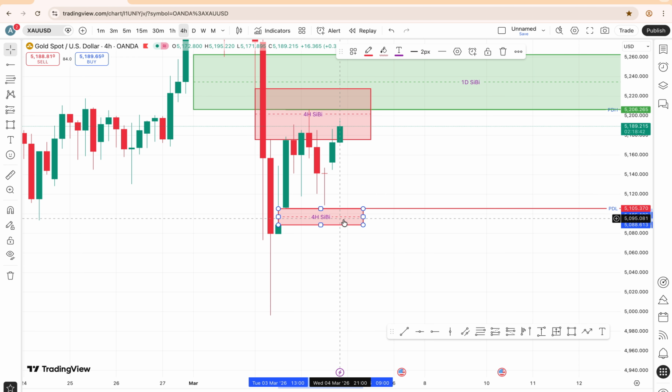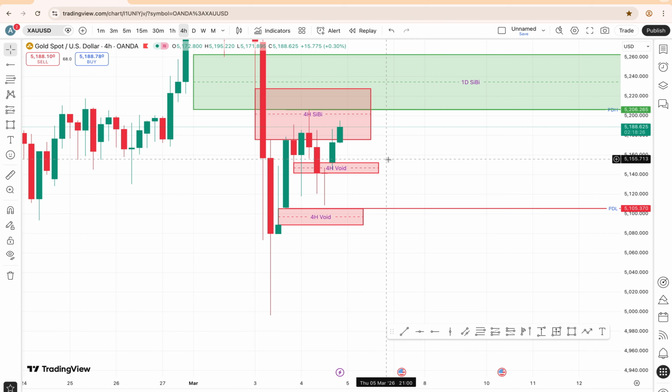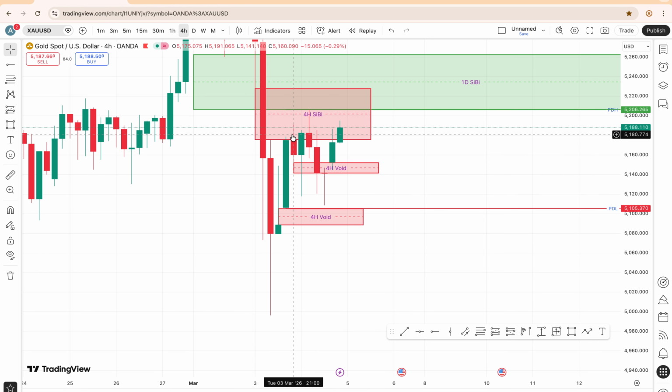This is from yesterday. And we also have a 4-hour void which formed at the start of today, which we mark here. So we don't see many fair value gaps which are formed when the market actually displaces. All of yesterday did not make a fair value gap. So it means that the market was rotational.